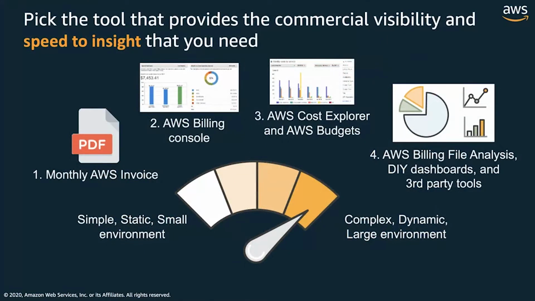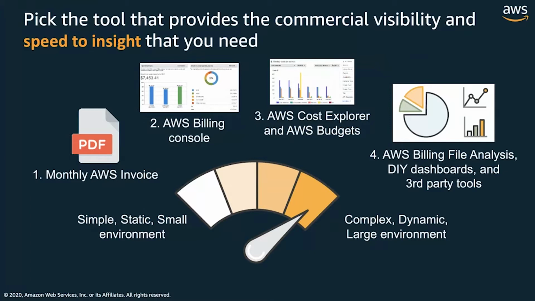So visibility can take many forms in AWS. As you start your journey with AWS and you're maybe doing a couple of small projects, you might be at the left-hand side of this scale. So if it's a simple, relatively static, small environment, maybe the monthly AWS invoice will suffice from an insight perspective. As you move to the right-hand side of this gauge, complex dynamic environments, large environments in AWS, you will increasingly need more visibility into what's happening and who's doing what in the cloud.